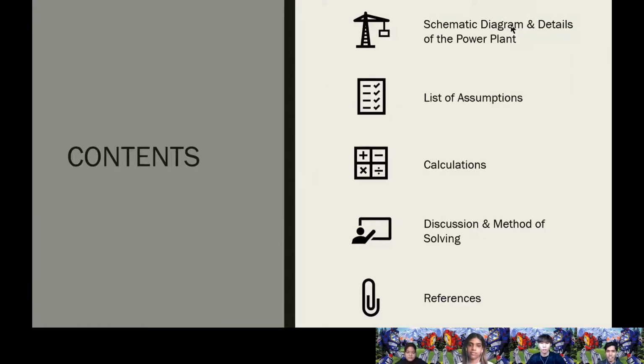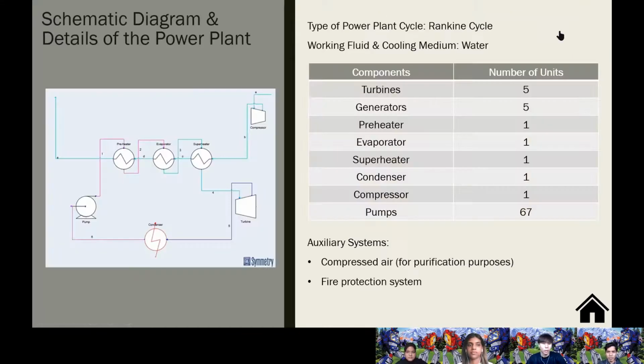So we're going to start with the schematic diagram by Junhao. Now I'll present the schematic diagram and details of the power plant. The type of cycle ahead is Rankine cycle. We choose water as the working fluid and cooling medium. So this is basically our proposed geothermal power plant.